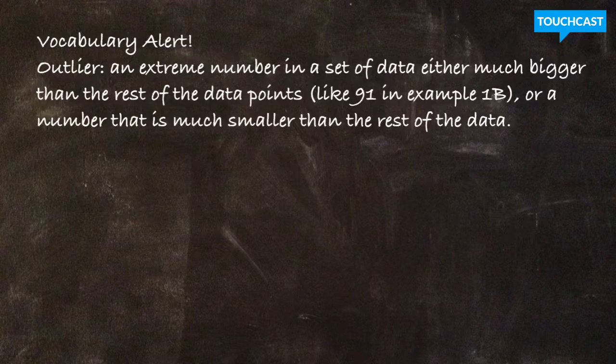Here's our second vocabulary alert of the day, an outlier. An outlier is just an extreme number in a set of data which is either much bigger than the rest of the data points, just like the number 91 in example 1b, or a number that is much smaller than the rest of our data.